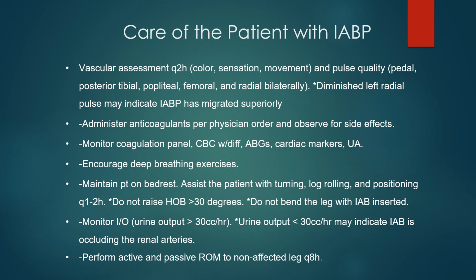We also want to look for a diminished radial pulse, left radial pulse, and it's very specific because coming off of that at the tip of that, at the aortic arch right there, right above that is the artery that feeds that left radial and that left arm. So if you lose that pulse, it can mean that the balloon has shifted and gone too high and it's blocking that artery. So you can end up with an ischemic heart or ischemic arm. And if that's the case and you lose a pulse in that, you need to call and get a stat chest x-ray to check the placement of the balloon pump.